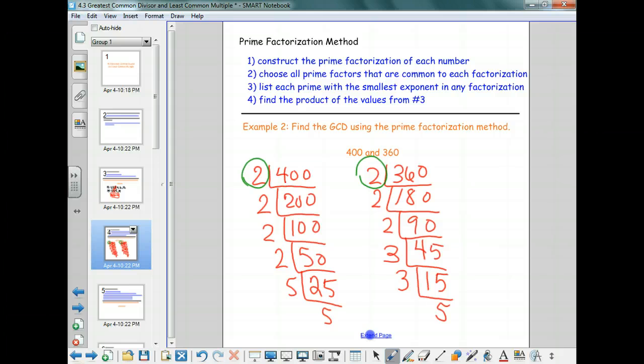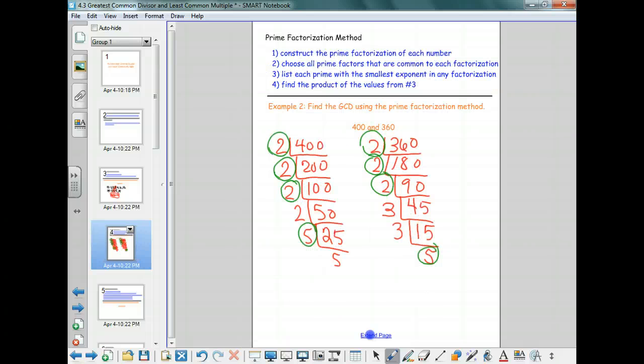What else? Another 2. And then another 2. And then a 5. And that's it. Right? Everything else that's not circled does not match anything in the other list that's not circled. So my GCD will be the numbers that I circled, listed only once. I circled 3 2s and a 5.